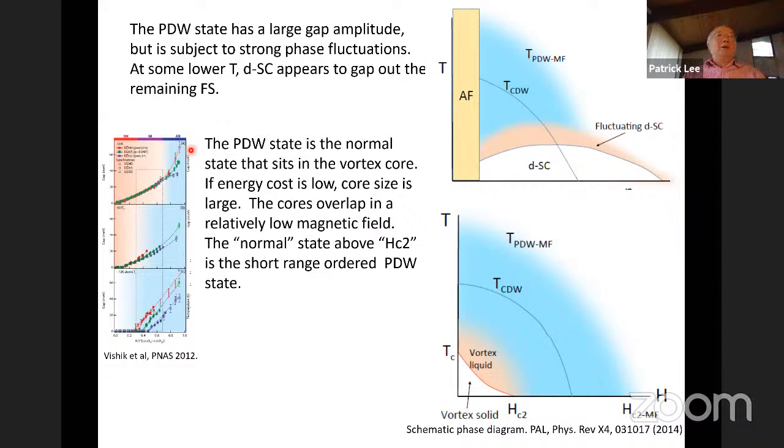So in this picture, superconductivity is just an afterthought. It is just there to gap out the remaining nodal quasiparticles.